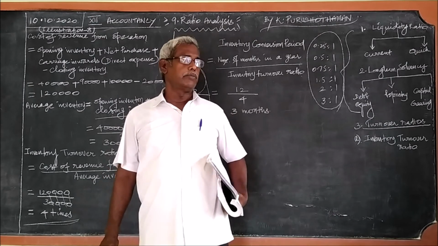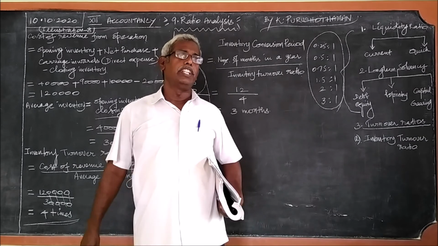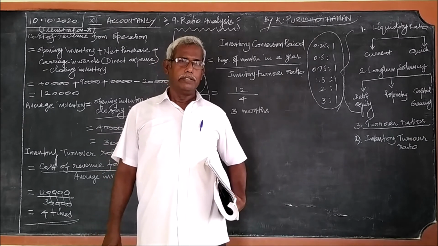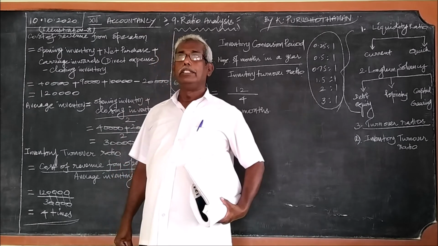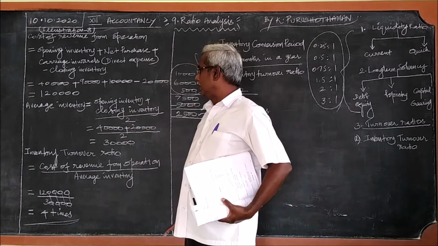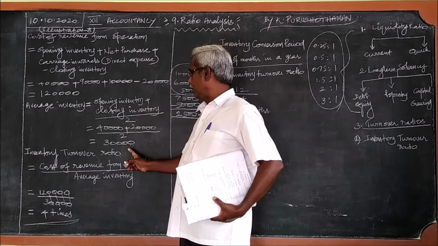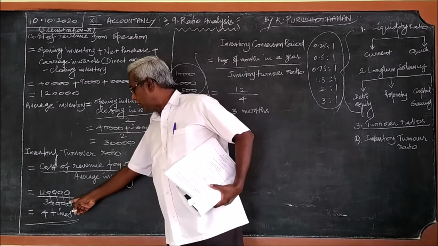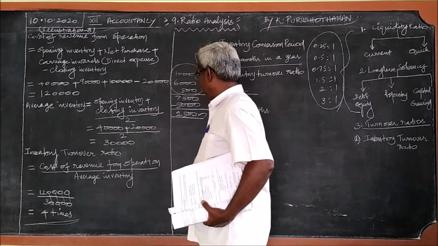When there are 3 items, add the 3 items and divide it by 3. Here there are only 2 items regarding inventory. Therefore, add those 2 items and divide it by 2. That is opening inventory plus closing inventory divided by 2. 40,000 plus 20,000 divided by 2 is 30,000. So I have written the value for the denominator, divided, and written 4 times.